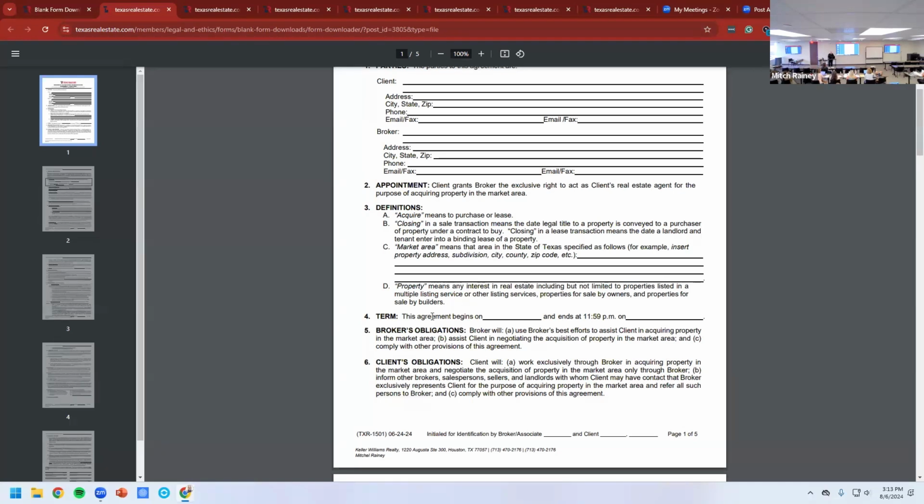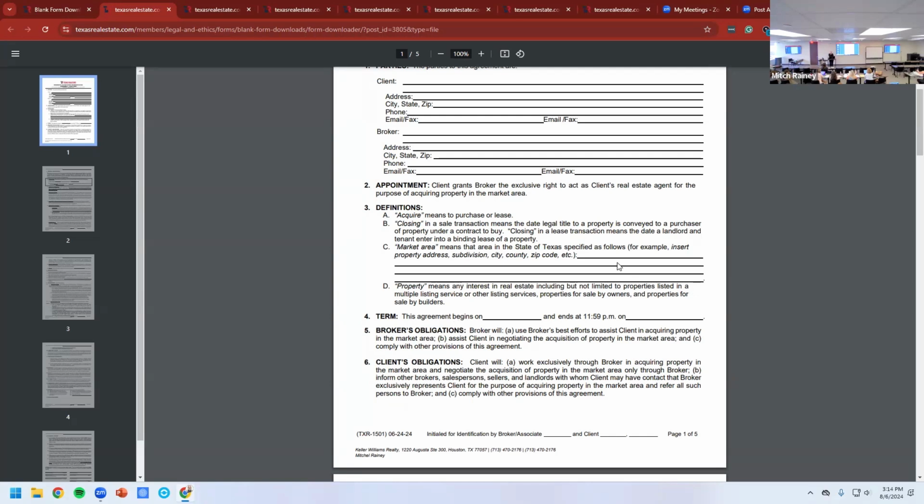Property means interest in anything. And then the term: this agreement begins on and ends on. Yes. Say they want to go here and they want to go there and they want to go to all these different places. Is there an amendment we can just do? Yes, there's an amendment to the buyer's representation agreement. We'll take a look at it.